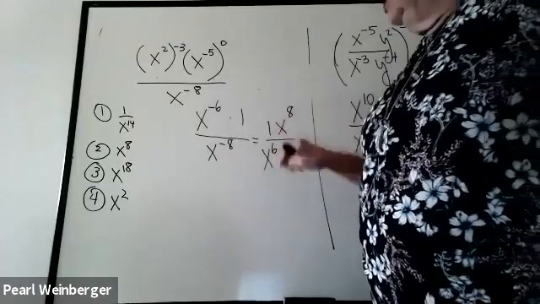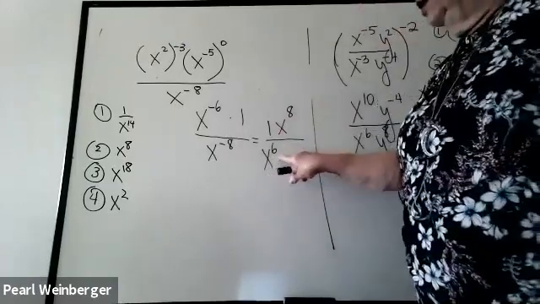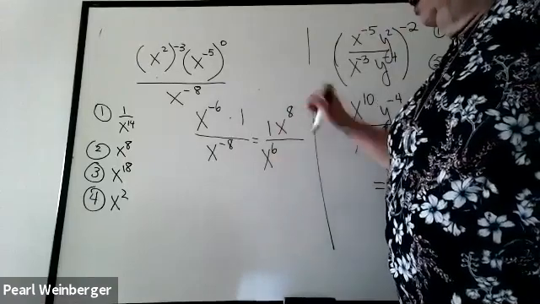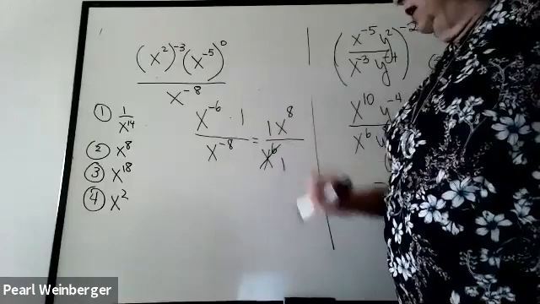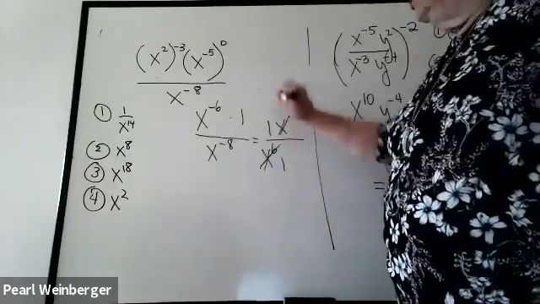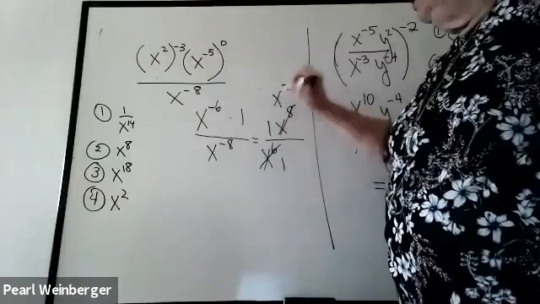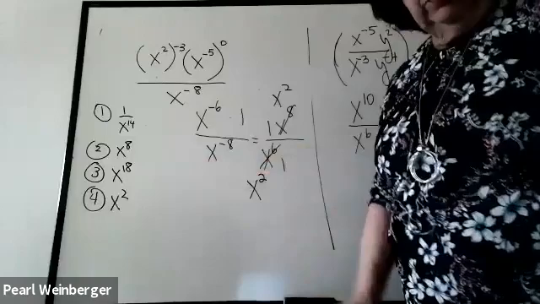Now we're going to try and reduce. Notice there's an x to the 6 in the bottom, x to the 8 in the top. The lower exponent is the x to the 6, so that gets canceled out. We get a 1 there. 8 minus 6 is 2. That gives me x squared on the top. So my final answer comes out to be x squared, which is choice 4.